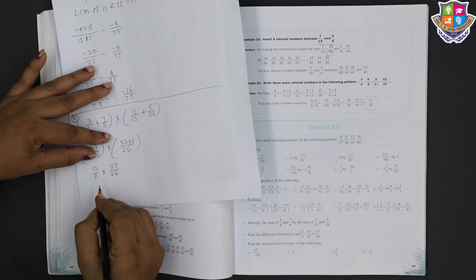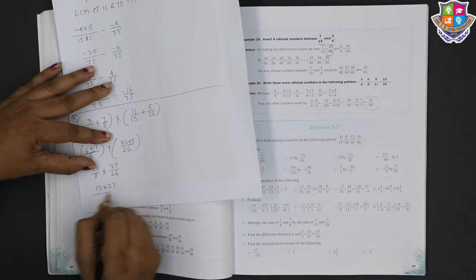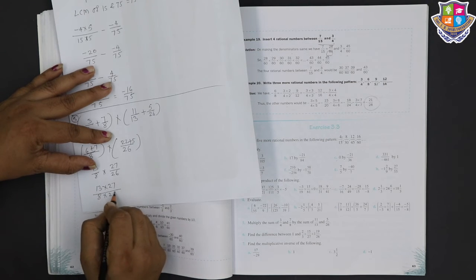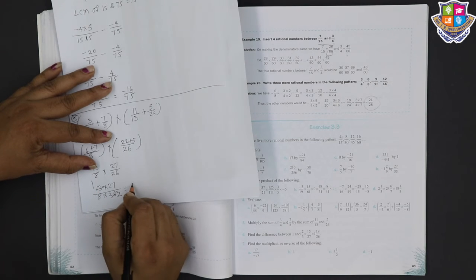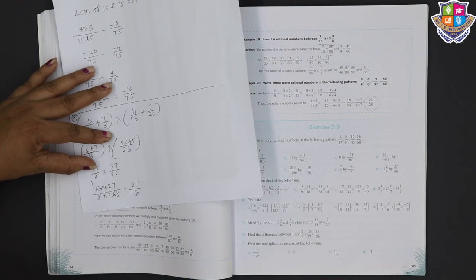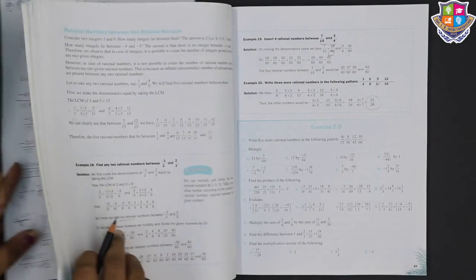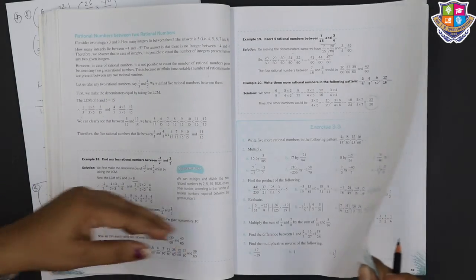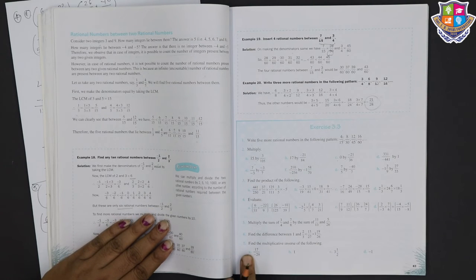Now multiplication: 13 multiplied by 27, 8 multiplied by 26. So 13 ones are 13, 13 twos are 26. Okay, here is the answer, 27 upon 16. Now see the next one. In this way you can find out the remaining ones. See the question number 7.